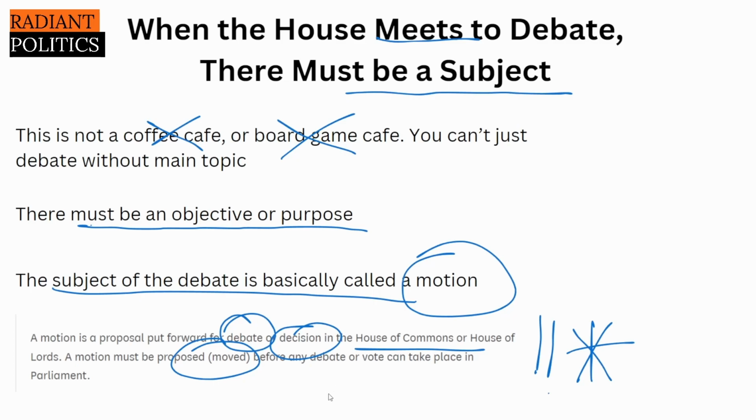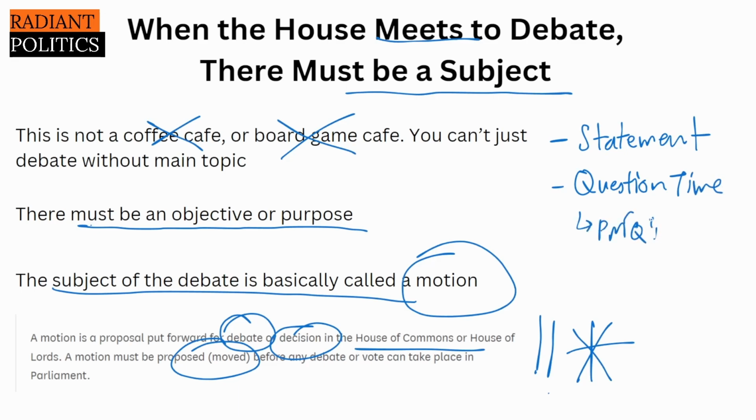Please note that the House doesn't meet solely to debate. There can be other things going on as well, for example, a personal statement or ministerial statement, or question time. The most popular question time is Prime Minister's Questions every Wednesday when the House is sitting. But other departments are also responsible for answering questions, such as questions to the Home Secretary or business questions to the Leader of the House.